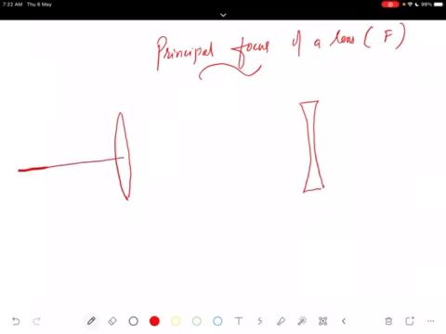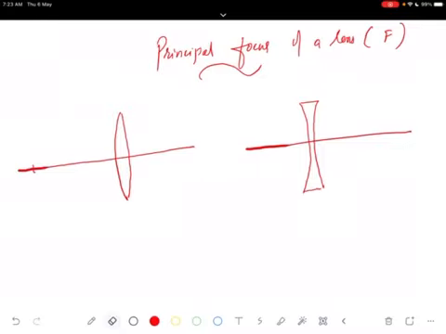The straight line passing through the centers of curvature. I'm marking the optical centers, so C1 and C2. So here we have a straight line passing through the centers of curvature, that we call a principal axis.